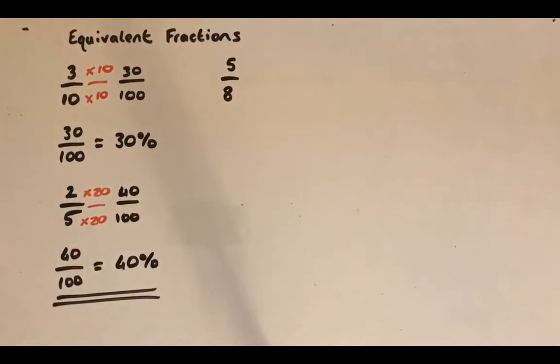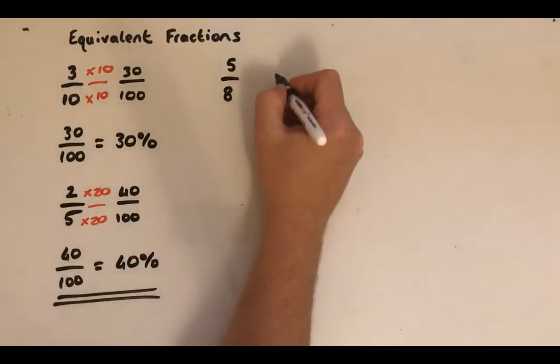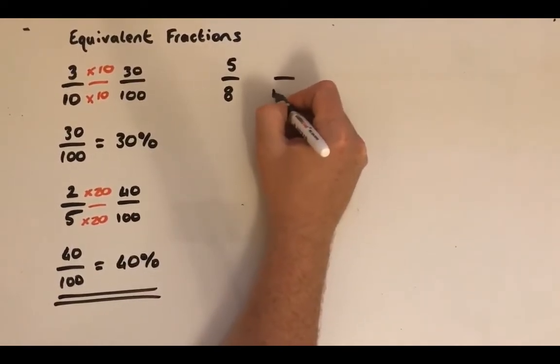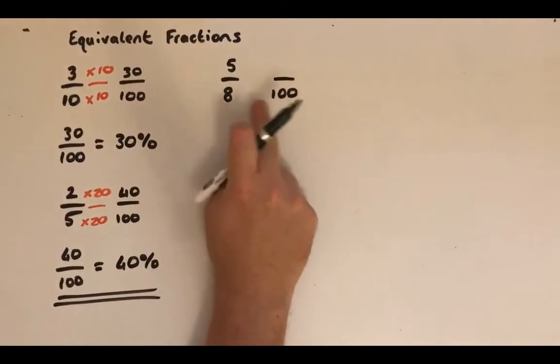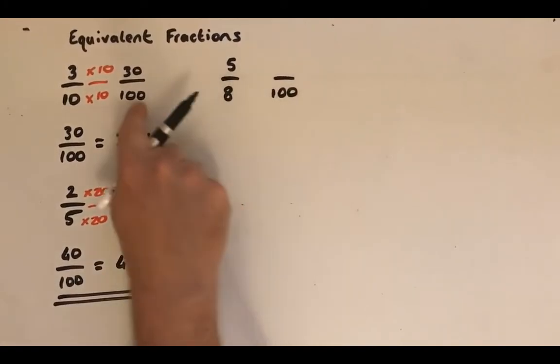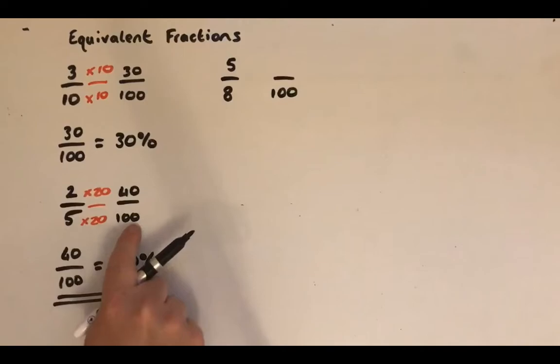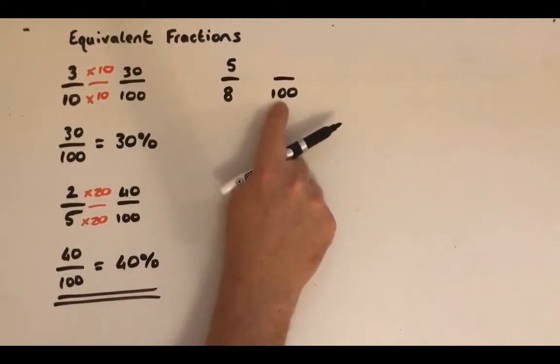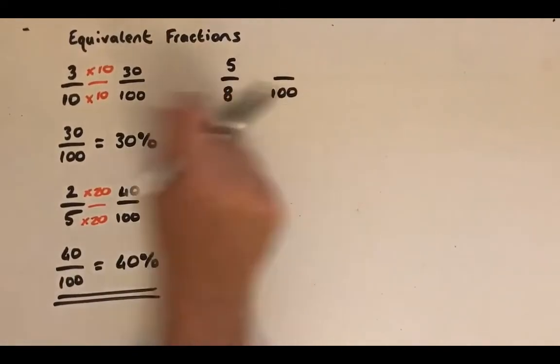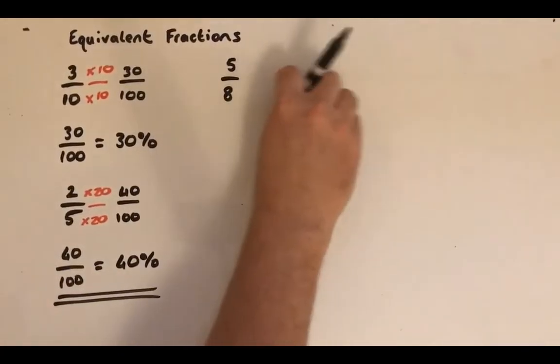Now let's look at a trickier one. If you've grasped that idea, think about what I need to multiply 8 by to get to 100. Doesn't fit as nicely in as 10 and 5 and 2 and 4 and all those kind of rounded numbers which are factors of 100.